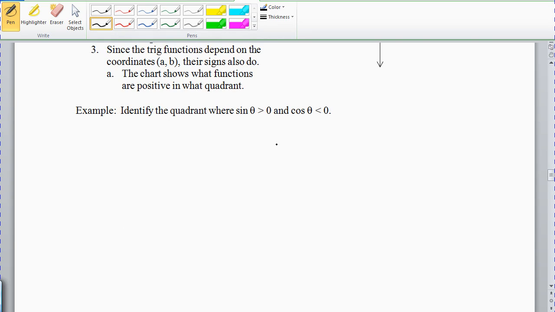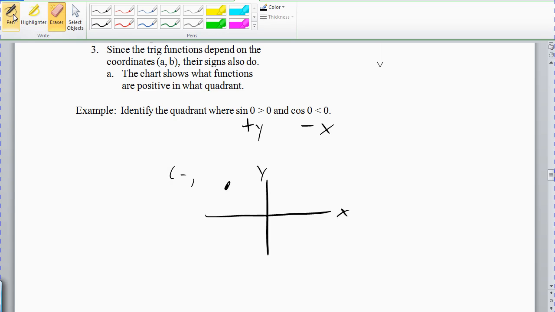Let's identify the quadrant with sine of theta is greater than 0, which means it's positive, and cosine of theta is less than 0, which means it's negative. Once again, sine you want to think of as being y, and cosine as being x. So where x is negative and where sine's positive, that just means from the origin we're going to go negative and then positive, which puts us up here. Negative, comma, positive.